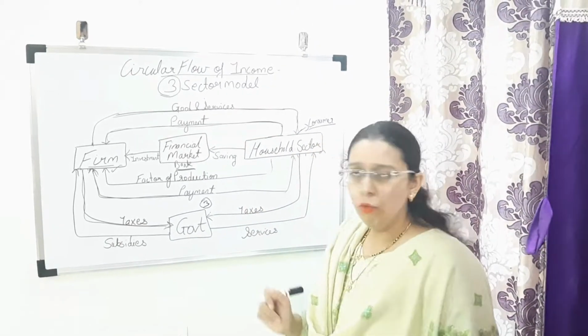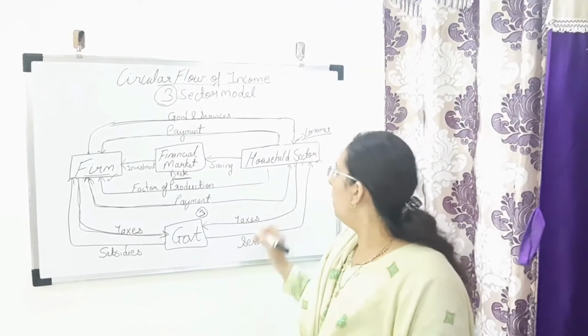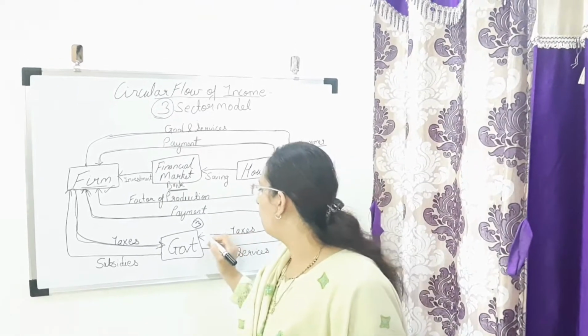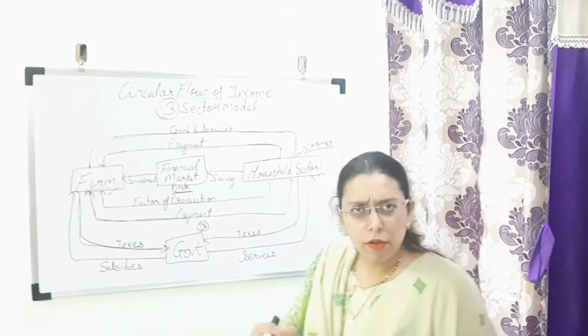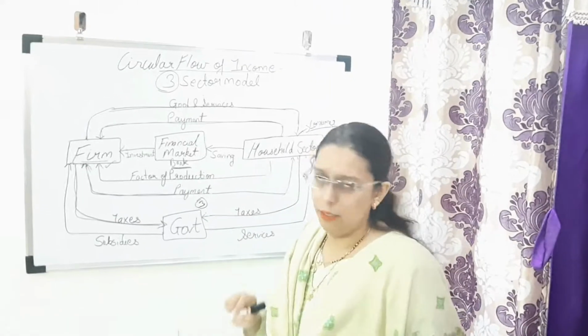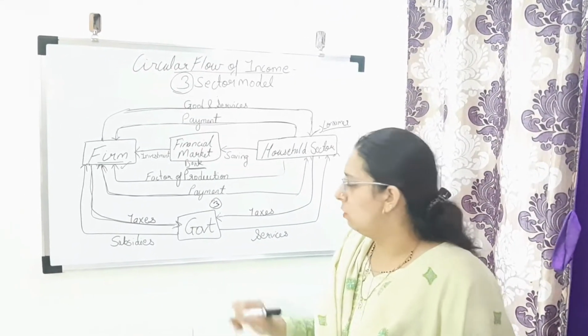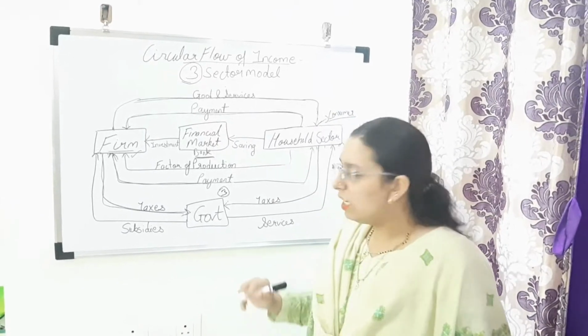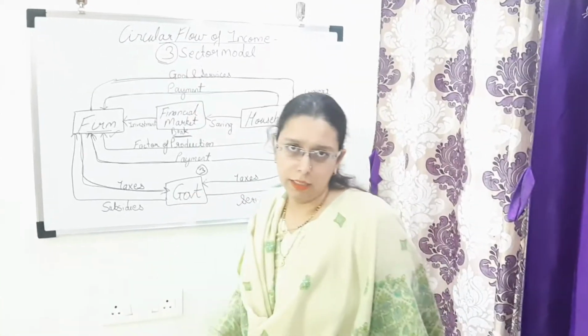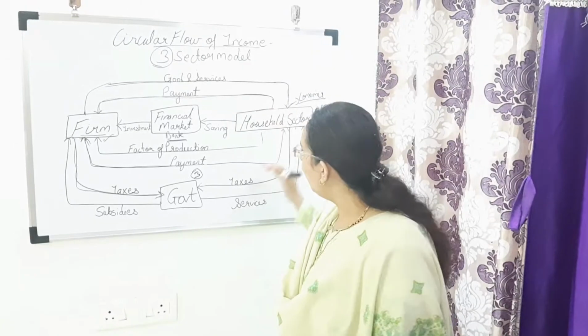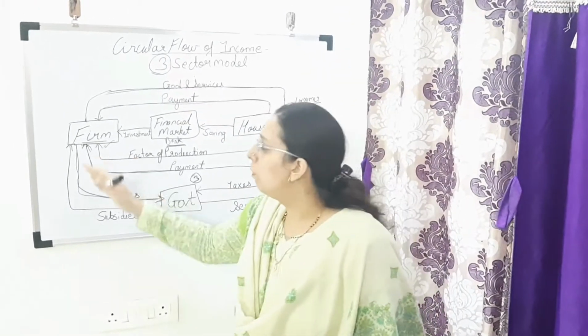Now, the consumer also pays taxes to the government. Whatever goods and services a consumer buys, he needs to pay some amount of tax to the government. Whatever income he earns, he pays a tax to the government. So government takes taxes from both the sectors.